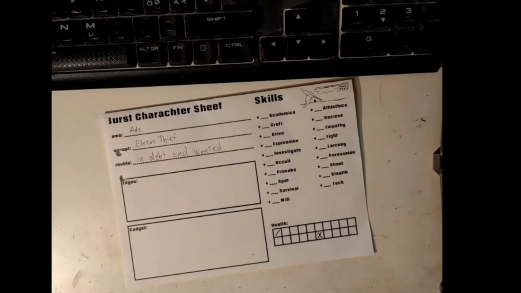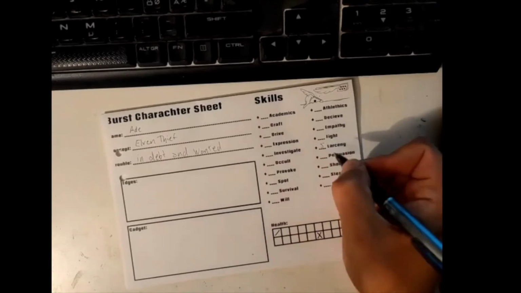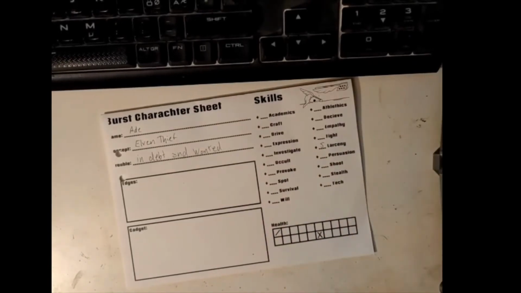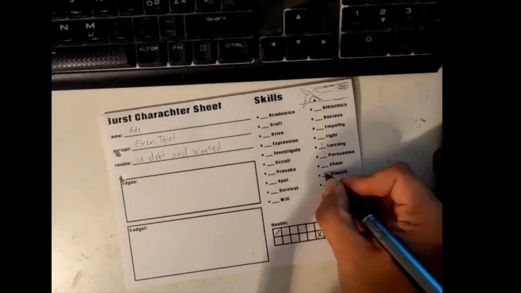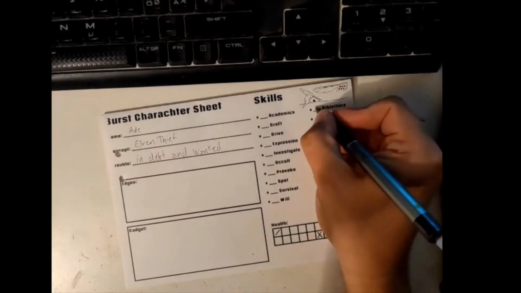Because Aid is a thief, I'm thinking that he's gonna have a 5 on larceny, because he's good at getting into places where he shouldn't be, probably. He's also gonna have a strong stealth, so I'm gonna give him a +4 on stealth. I also think he's gonna be pretty athletic, so he can get around and move around. So I'm gonna give him a 4 on athletics as well.